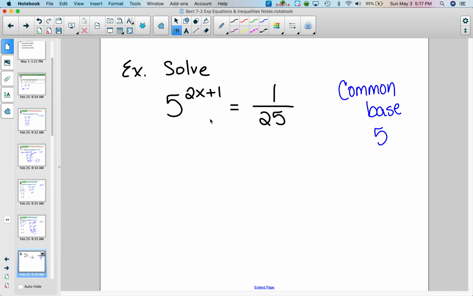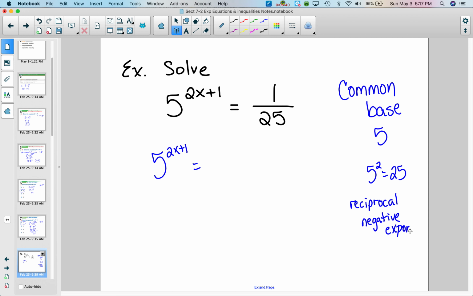So over here, we're not going to change anything because it's already a 5. But we got to do something here. So I know that 5 squared is 25. So I know somehow it's going to involve a 5 squared. But I also know that this is a reciprocal. So think about what happens when you had a reciprocal. We had a negative exponent.